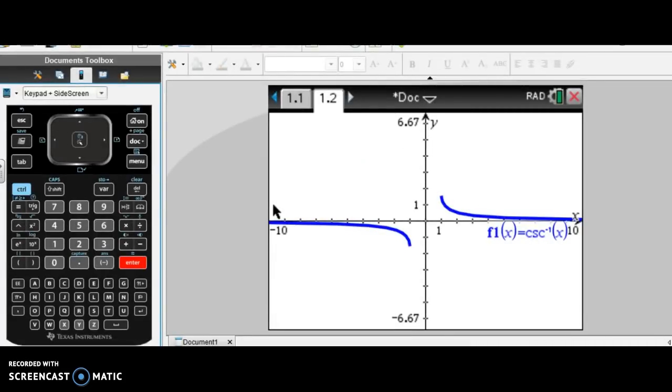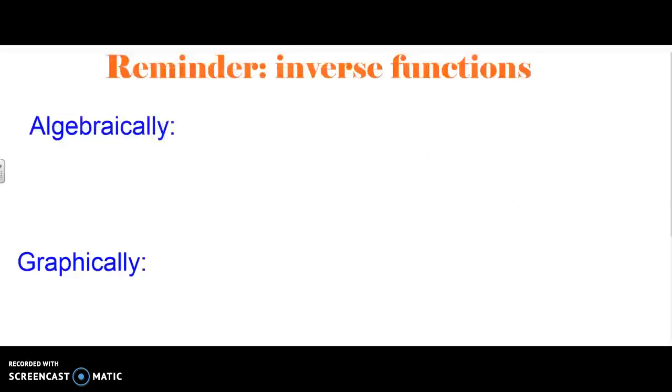There are multiple answers. I'm hoping that one thing you noticed on this graph is the fact that the graph is always decreasing. Doesn't matter where I am, the graph is going down, either sharply or just a little bit. The idea that the inverse cosecant function is always decreasing is going to be important later on.